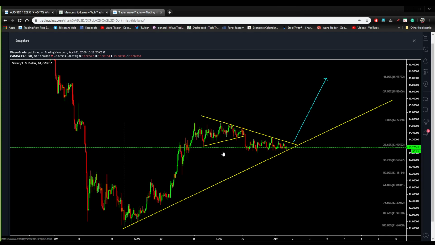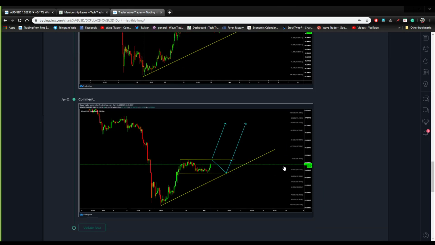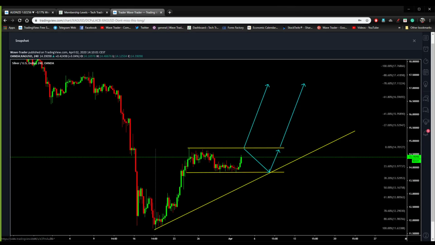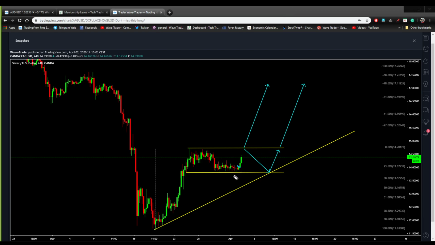Last week we were expecting this to break out, and we have seen that breakout, this breakout, that breakout. So price is testing that top currently, close to that top.